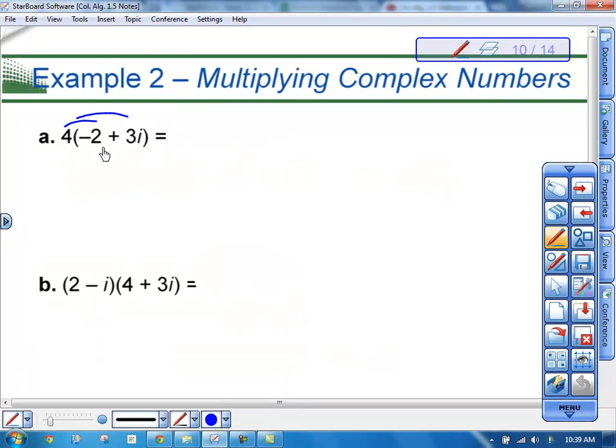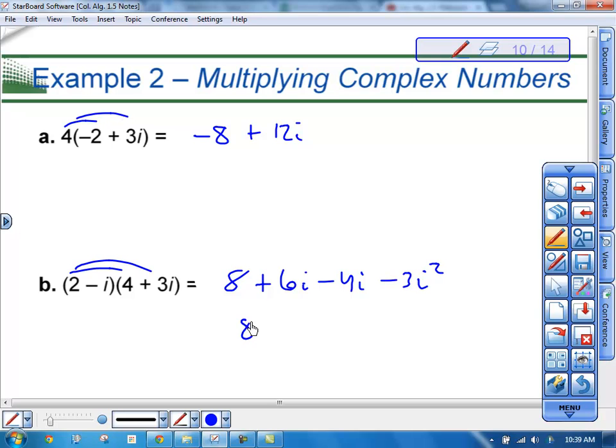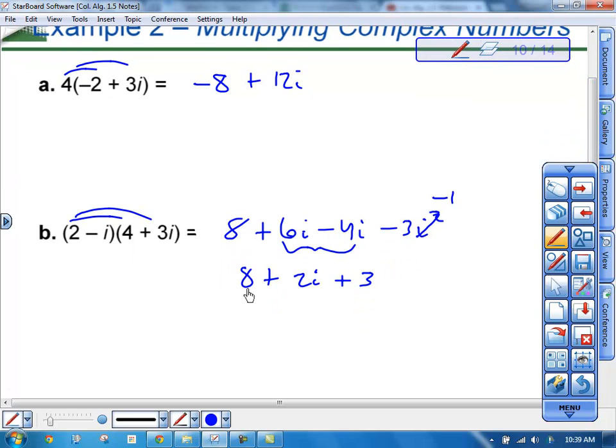You're going to have to multiply complex numbers, like a number times a complex number, which you just distribute, -8 plus 12i. You'll have to multiply two complex numbers together, in which case you FOIL. So it's 2 times 4, which is 8, 2 times 3, which is 6i, -i times 4, which is -4i, and then -i times 3i, which is -3i squared. Now you can simplify this because these two terms add to 2i, and i squared is -1, so -1 times -3 is a positive 3. So now you can simplify: 3 plus 8 is 11 plus 2i, written in standard form, a plus bi.